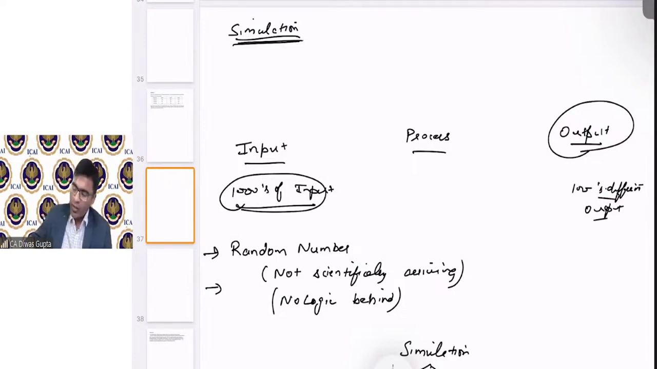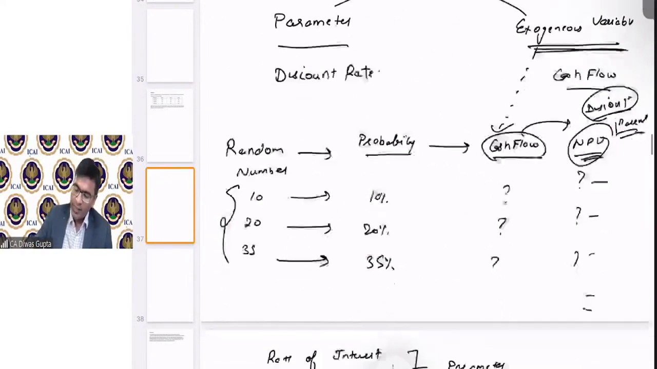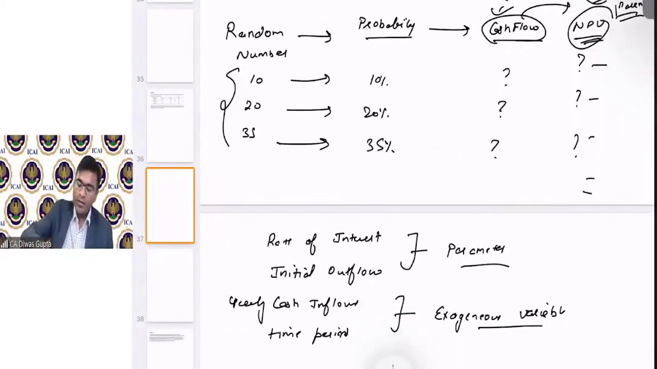Point number two, we have to understand that there are two, three things. One is there has to be a random number, first of all. The use of this random number is that it will be used to link the probability, which will be used to arrive at the exogenous variable.